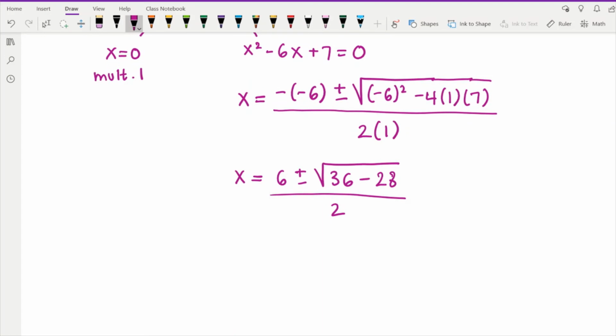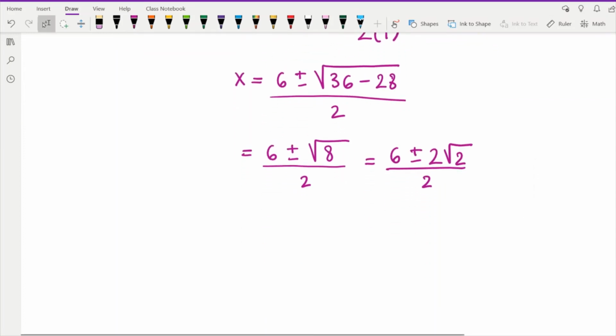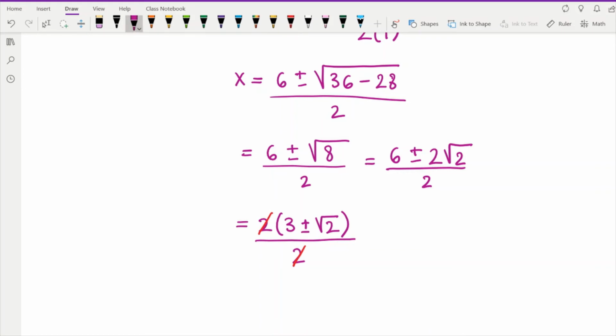So that is going to be 6 plus or minus the square root of 8. So similar to one that we did last time. We saw in our last video that the square root of 8 can be written as 2 times the square root of 2. So we can rewrite this as 6 plus or minus 2 times the square root of 2, over 2. And that can then be simplified because in the numerator, everything is divisible by 2. So we can factor out a 2, and we're left with 3 plus or minus the square root of 2, and we're dividing everything by 2. And so we can cancel out these 2's, and we're left with 3 plus or minus the square root of 2.